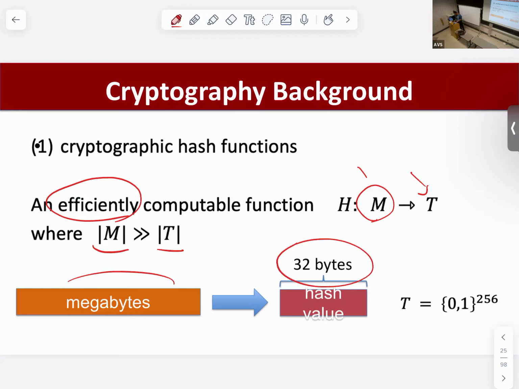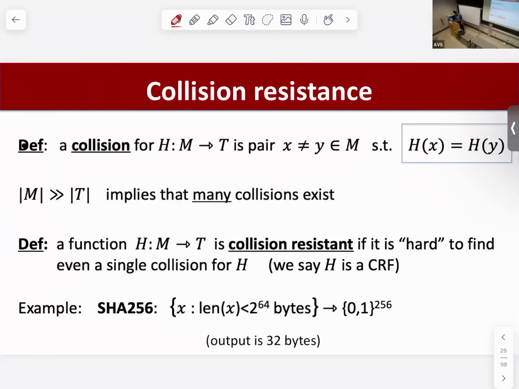Okay, so hash values could be any number between 0 and 2 to the power of 256, because this is bytes. The important part of a secure hash function is collision resistance. If you remember, we defined a collision: if you have a hash function from M to T, we find a collision if we find a pair X and Y that are not equal to each other, both members of the message domain M, such that the hash of X is equal to the hash of Y. So if I can find any two messages in my message domain that result in the same hash, we say that we found a collision of this hash function.